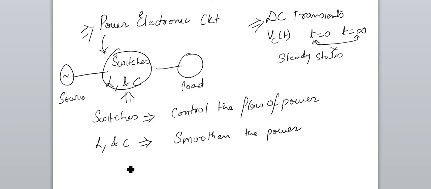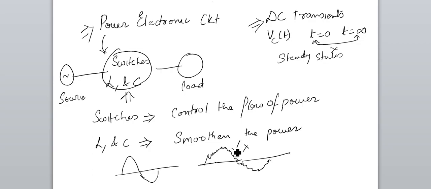There should not be a shape distortion. Like if there is a sinusoidal current, it should not be distorted like this. This is not a smooth current. So what L and C do is smoothen the current. That's why power electronic circuits work on these things.